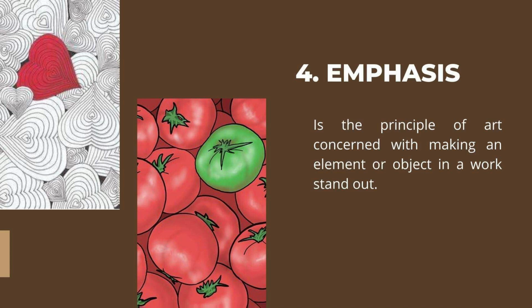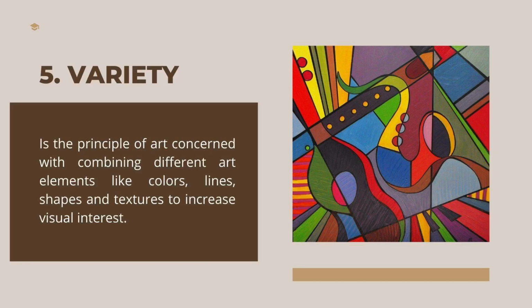For example, in these pictures, how did the image give emphasis? It is through highlighting, editing the color of the rest of the image in white and red. Yet the emphasis is on the colored object. So it is concerned with making an element or object in a work of art stand out.